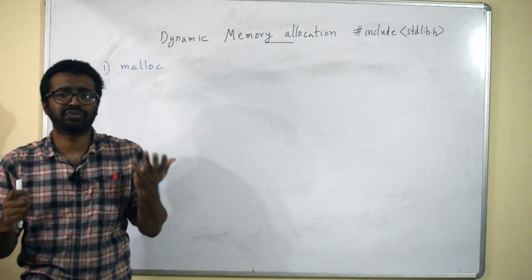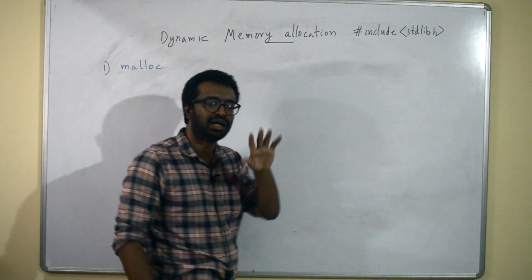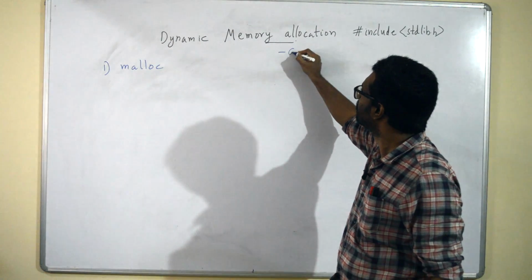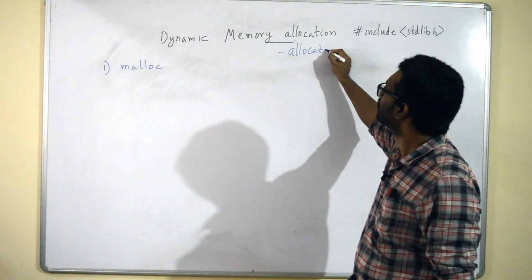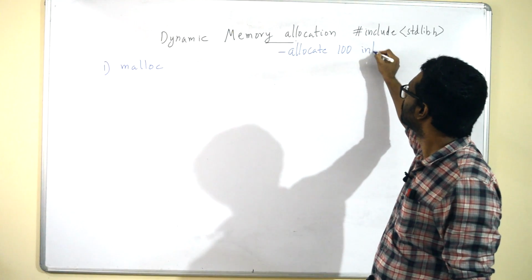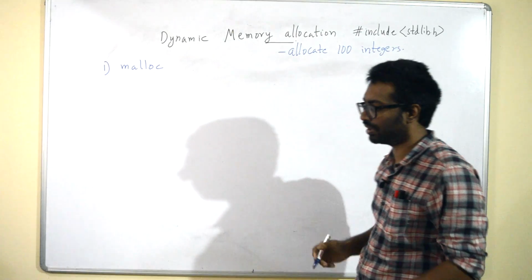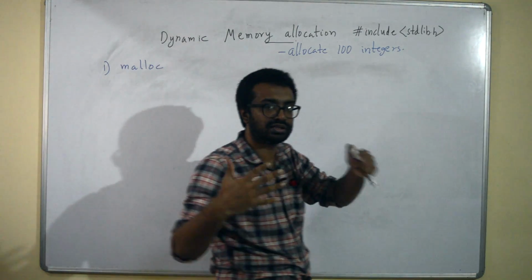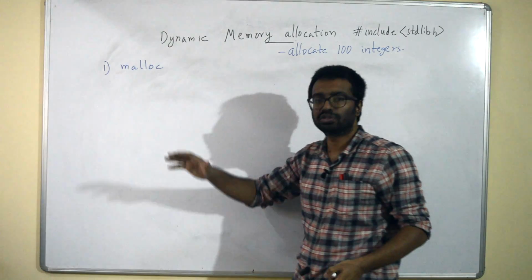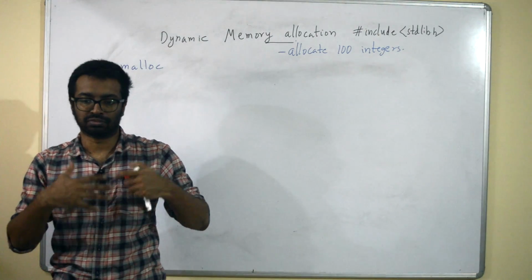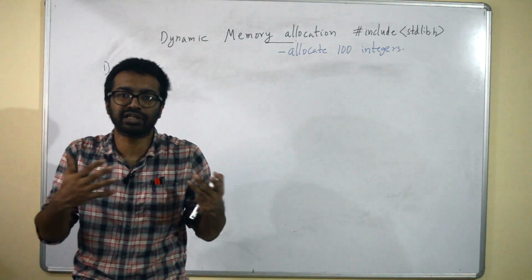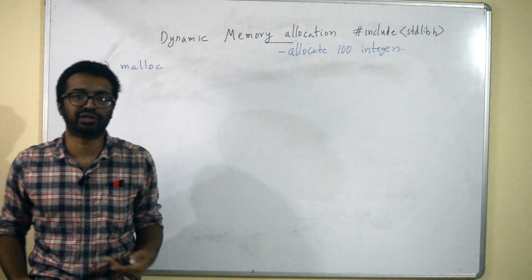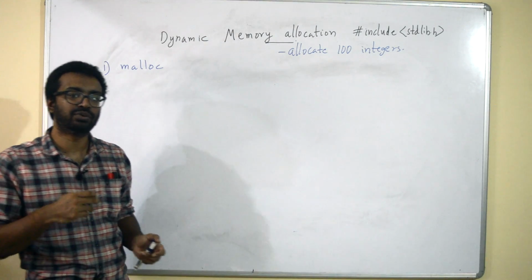What does it do? Let's say we are interested in allocating memory for 100 integers dynamically. That's what we are interested in, and I'm going to use the malloc function for that. And what will the function take? It basically takes how much memory you are interested in. And it's asking you that in bytes.